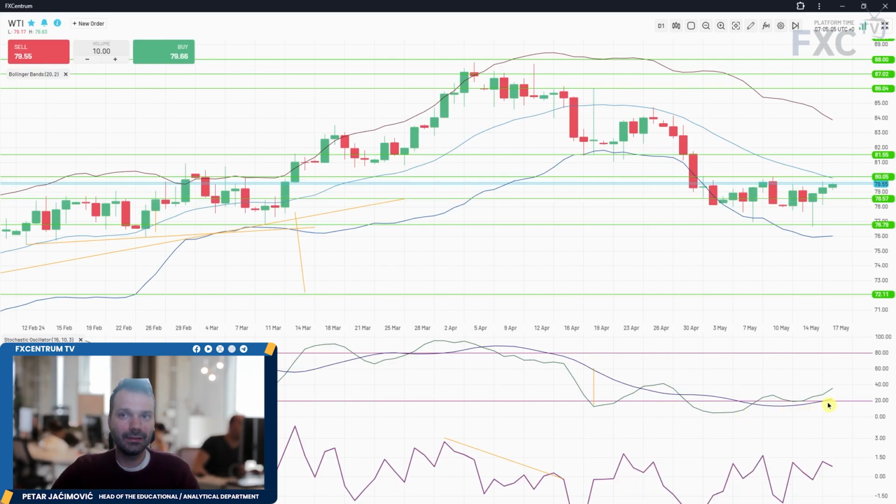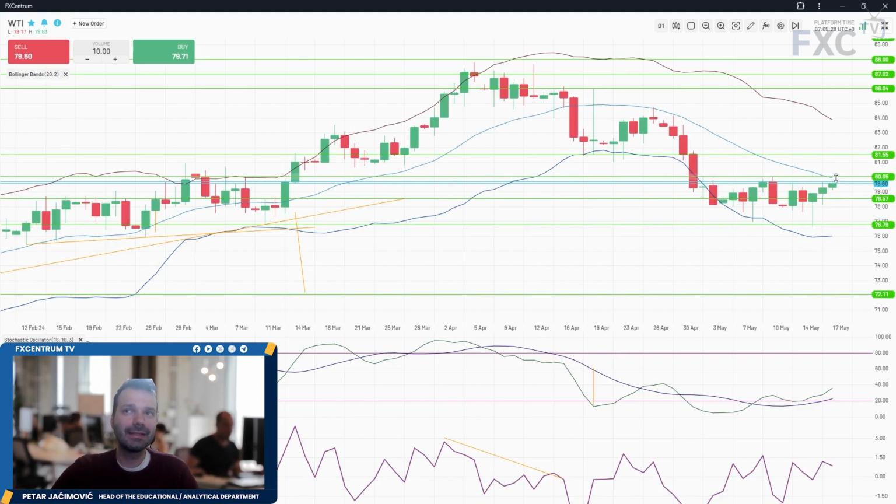And we can see here that slow line is sloping to the upside and fast line is above the slow line, and they're all around 20 and 40 marks. So in that sense, we can see potential change in behavior from the bear to the bull, but still we don't have any confirmations. Still, I would like to see the breakout and hold either above resistance of this trading range or below the support.